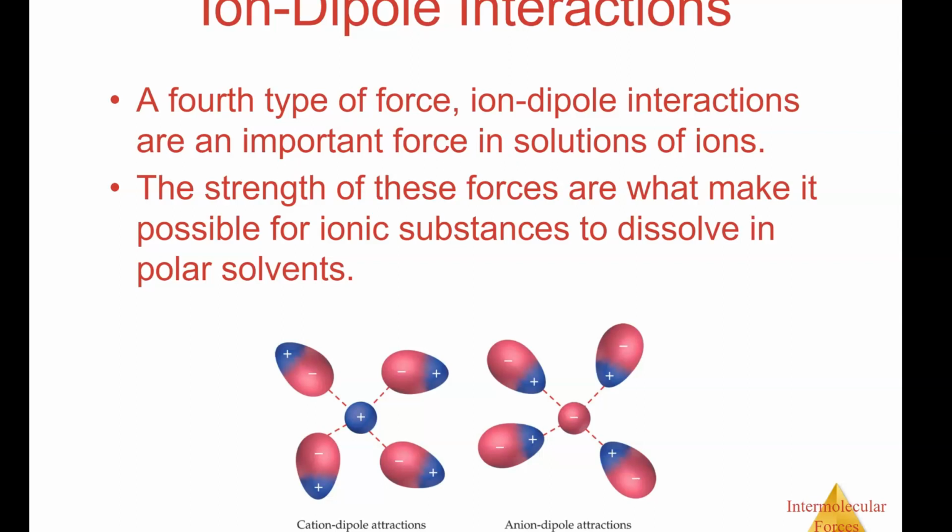So think about this. What's the charge of sodium? What's the charge of sodium? +1. All right, what's the charge of chloride? -1. It has 7 valence electrons, so it's going to be -1. Okay, now, how would the water molecules surround the sodium? The oxygens would face towards the sodium. Yeah, so the oxygens would face the sodium, right?